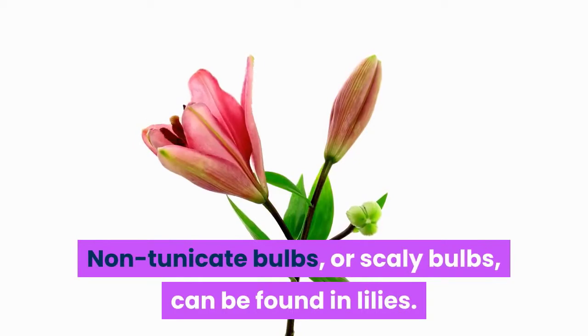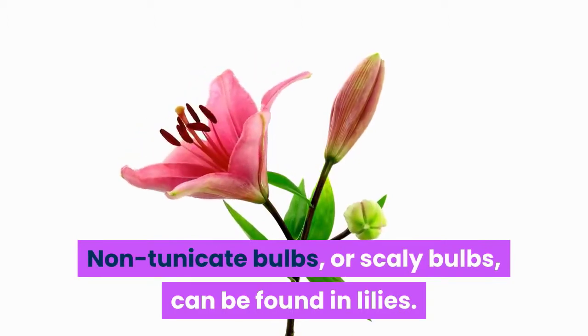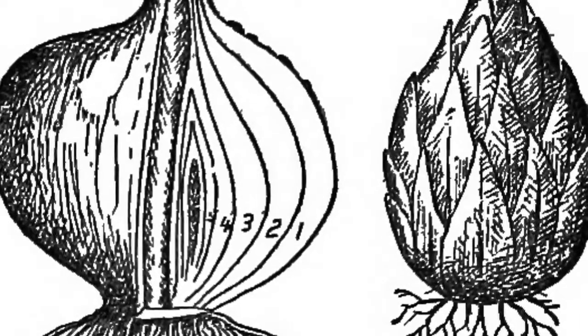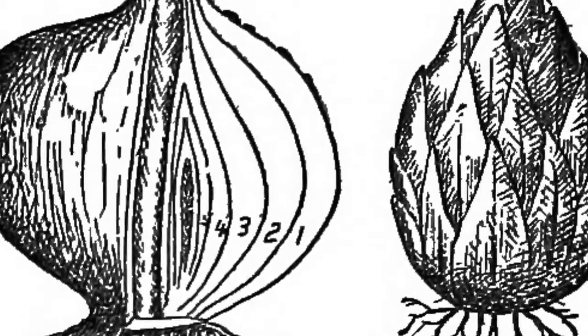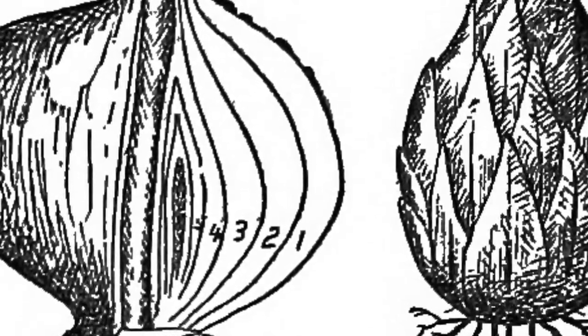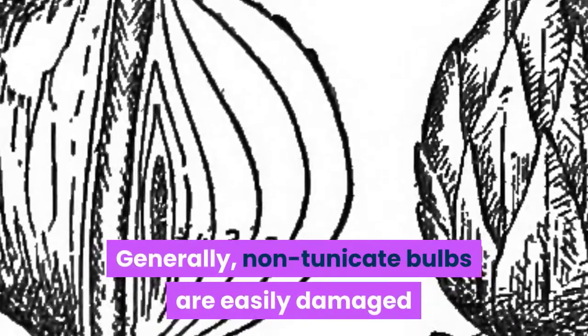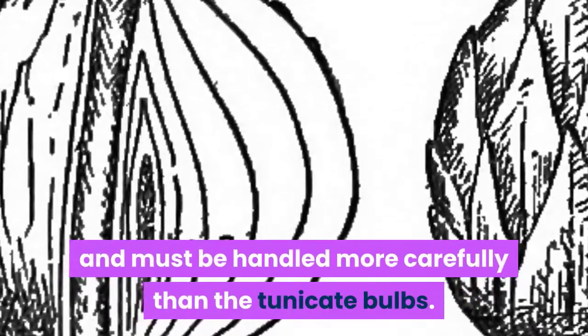Non-tunicate bulbs, or scaly bulbs, can be found in lilies. These bulbs do not have a dry covering surrounding them. The scales are instead separate and are attached to the basal plate. Generally, non-tunicate bulbs are easily damaged and must be handled more carefully than the tunicate bulbs. These bulbs also need to be kept continually moist.